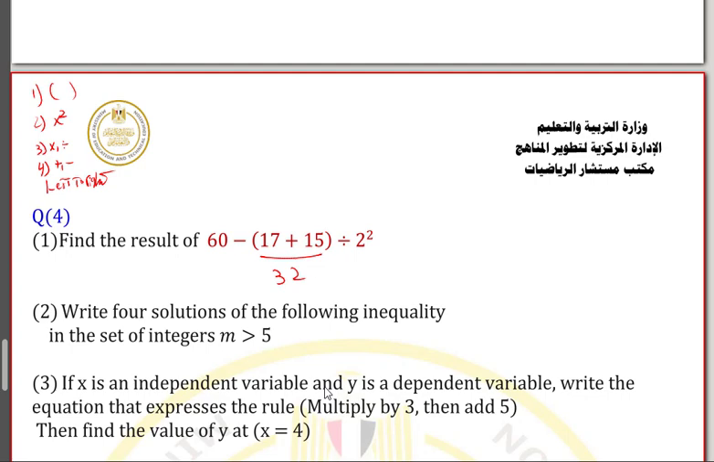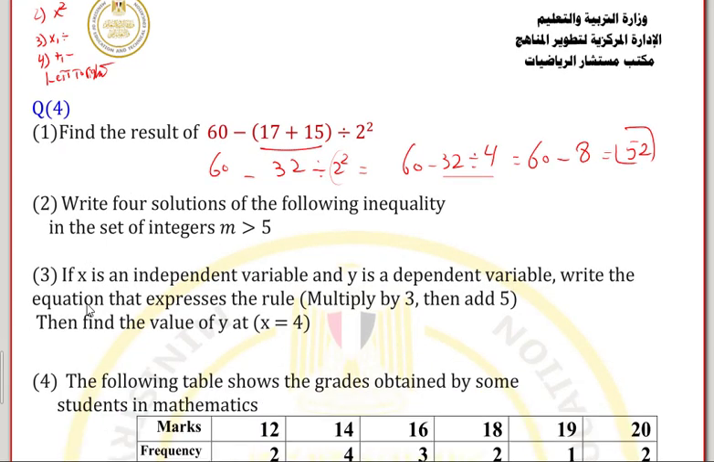Then 60 minus 32 divided by 2 squared. We can do the power first, exponent first. 2 squared is 4, so 60 minus 32 divided by 4. 32 divided by 4 we must do first, and it equals 8. So 60 minus 8 is going to be 52.